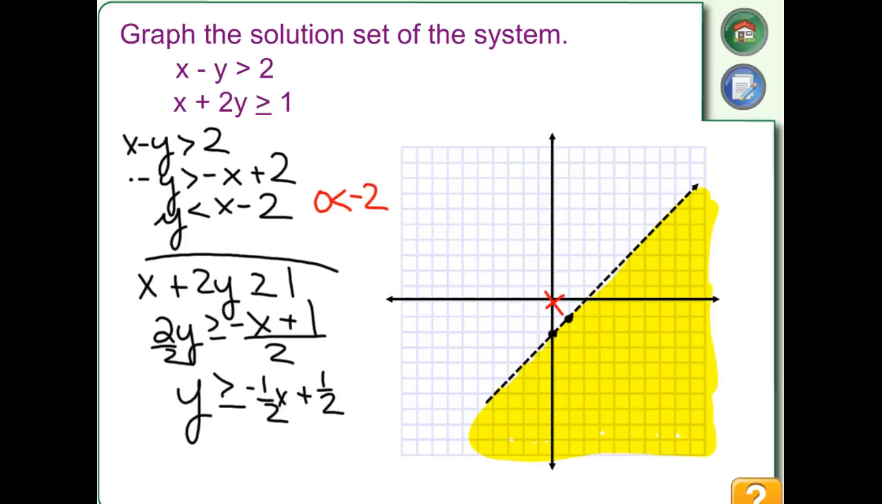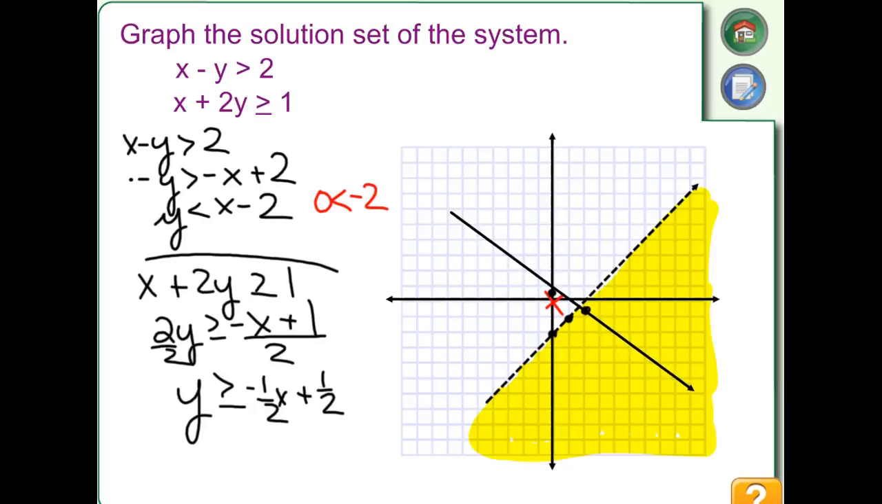Now, a little bit weird that time. We've never really had a fraction as our y-intercept, but we're just going to go on the y-axis between 0 and 1 and put our dot. And then for our slope, we're going to go down 1, right 2, and then we're going to connect the dots. And this time we have a solid line, if you realize. Solid line, so we're going to go ahead and connect those.